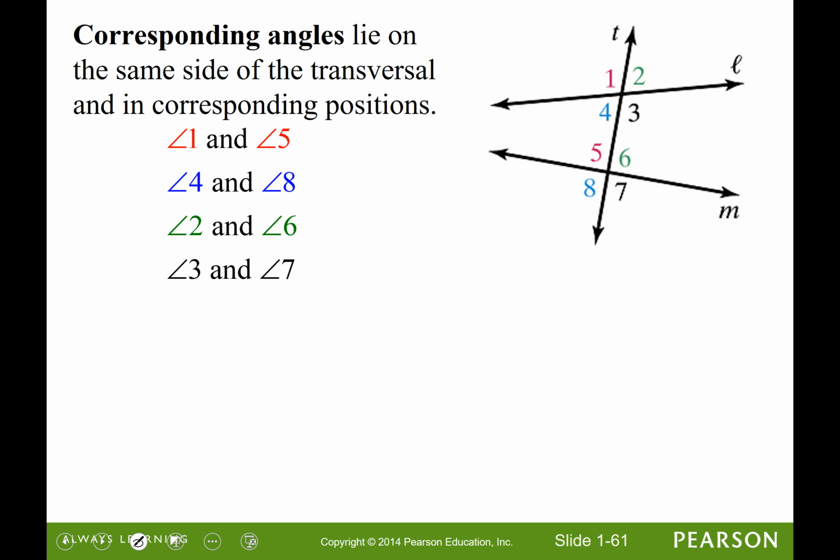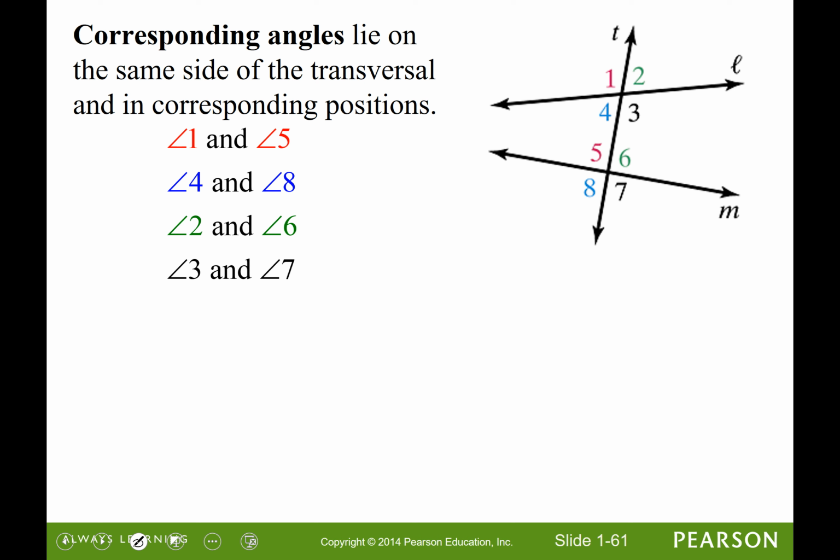Corresponding angles. See, it's the same picture. It's always these 2 lines cut by a transversal. These 8 angles that we're addressing. Okay, corresponding angles lie on the same side of the transversal and in corresponding positions.